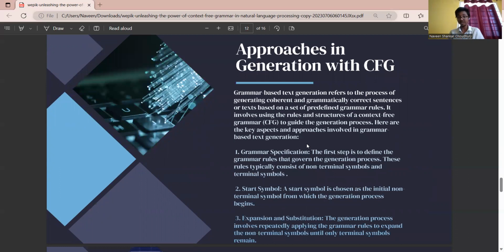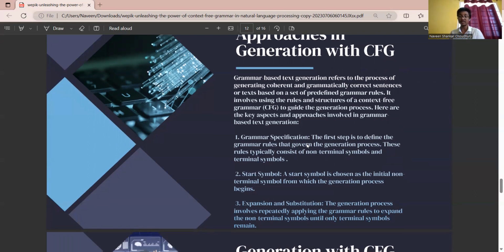For generation in CFG, the first step is grammar specification, used to define the grammar rules that govern the generation process. It usually consists of non-terminal symbols and terminal symbols. Then the start symbol is chosen as the initial non-terminal symbol from which the generation process begins. Next is expansion and substitution: the generation process involves repeatedly applying the grammar rules to expand the non-terminal symbols until only terminal symbols remain.